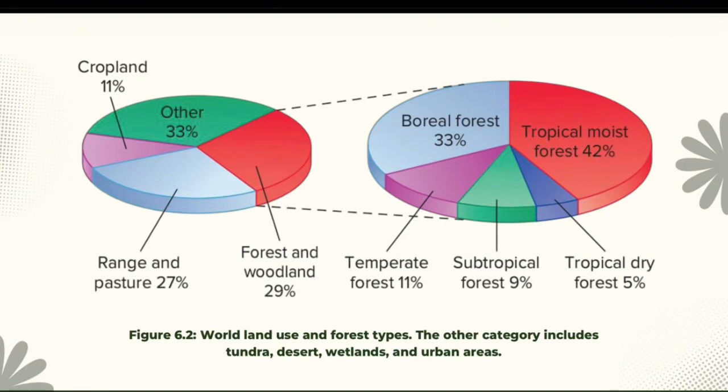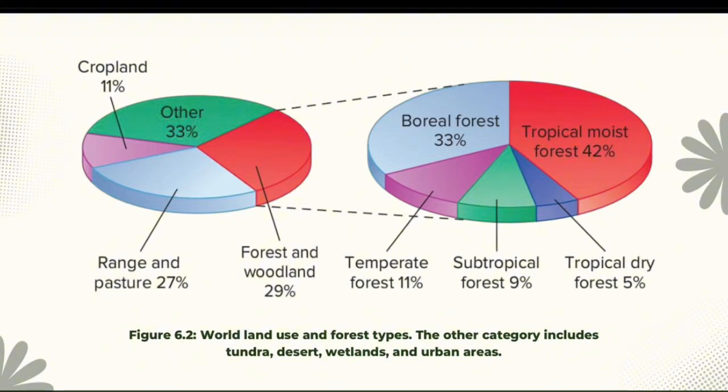Range and pasture for animals take up 27%. Cropland where we grow food is 11%. The rest, 33%, is called the other. This other group includes tundra, desert, wetlands, and towns or cities. It means almost one third of our land is forests and woodlands, which is a very large part.